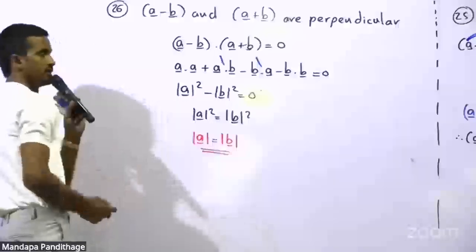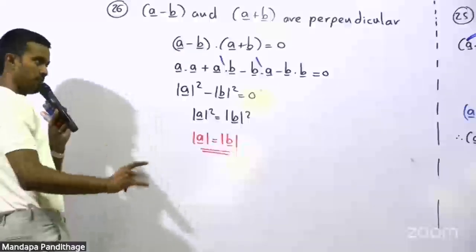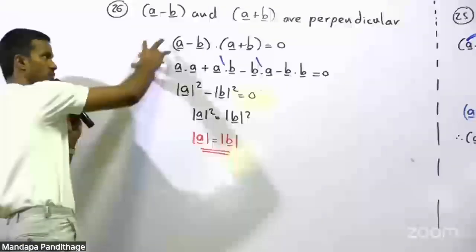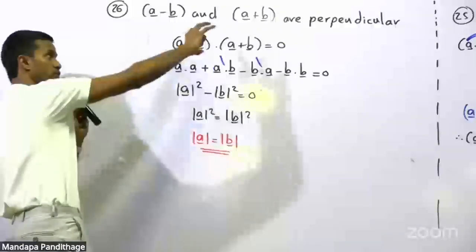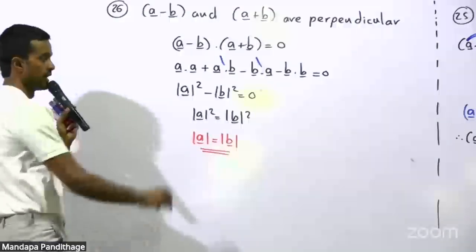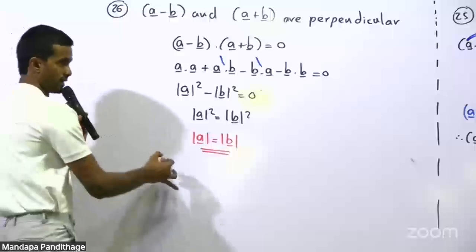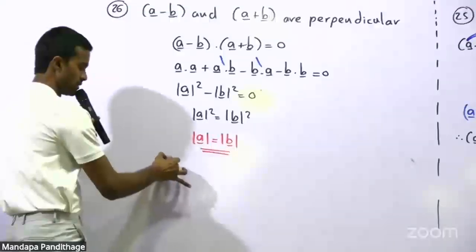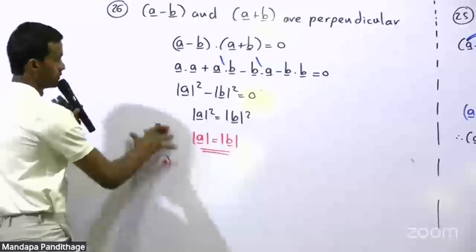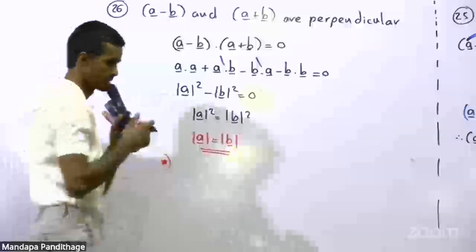Clear? So try to understand the difference. When we have to show two vectors are perpendicular, you have to simplify and get that the dot product is 0. When they have given that two vectors are perpendicular, you can use that the dot product is equal to 0 as data. Okay, hands up who got this one, 26. Then just write in this way, put a star mark, and write this under question number 26.